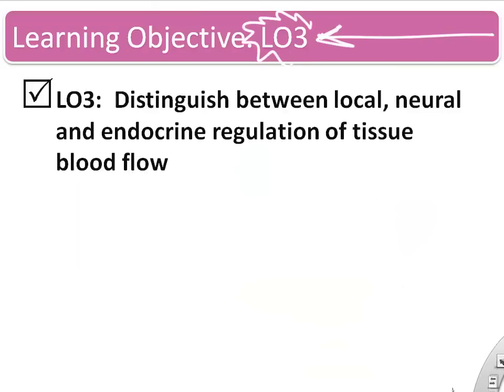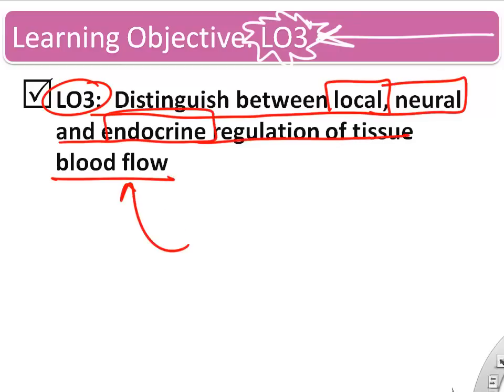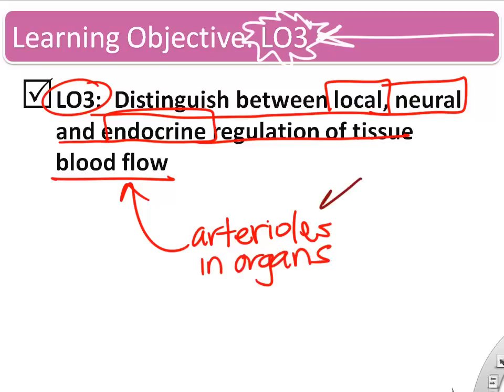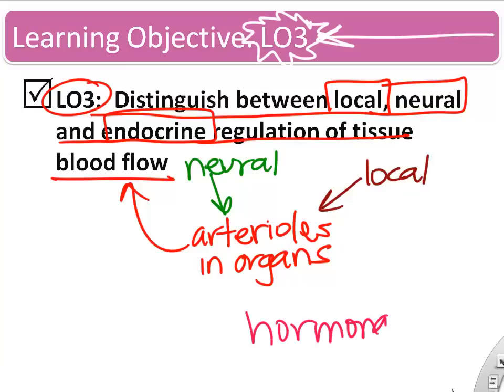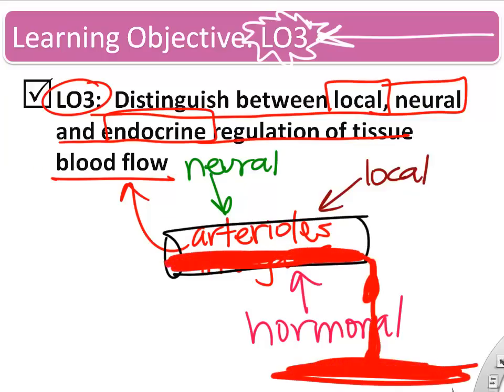All right, the next learning objective we're going to end with is to discuss local, neural, and hormonal regulation of blood flow. So what actually determines whether arterioles are vasoconstricted or vasodilated? It's pretty complex. It involves three sources: neural signals, local signals, and hormonal signals.